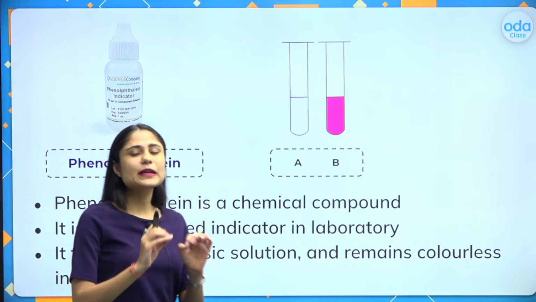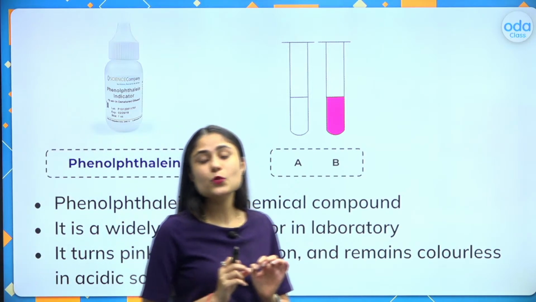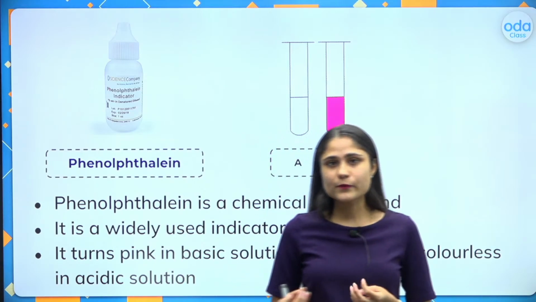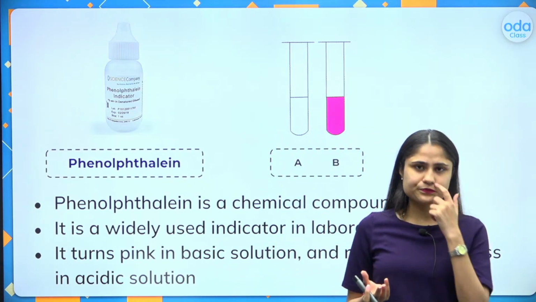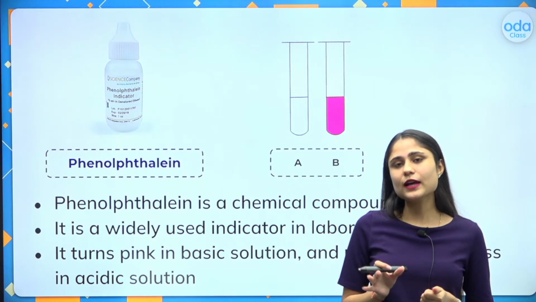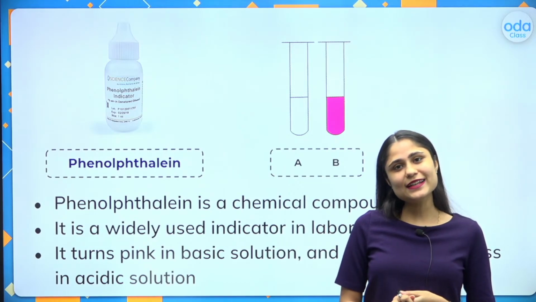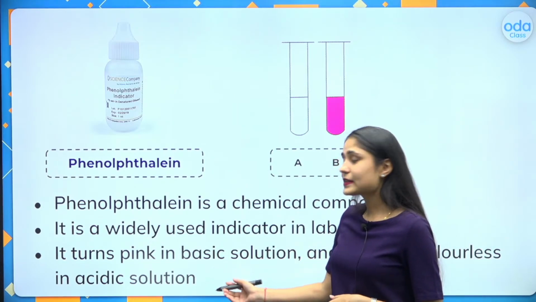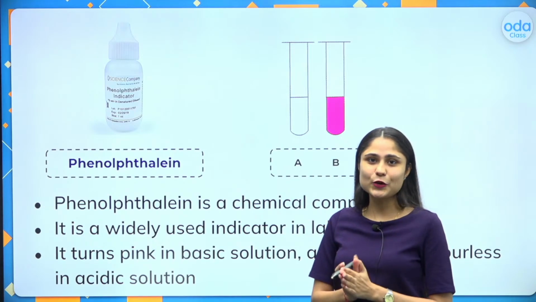However, it will remain just as colorless as it was whenever we add it into an acidic solution. So it is similar to turmeric, right? It will retain its own color, that is colorless. So it will be colorless in acids. However, it will turn pink in basic solutions. I hope it is clear.